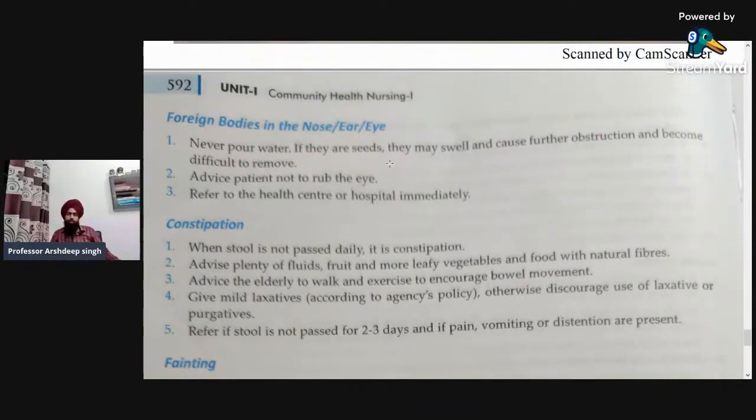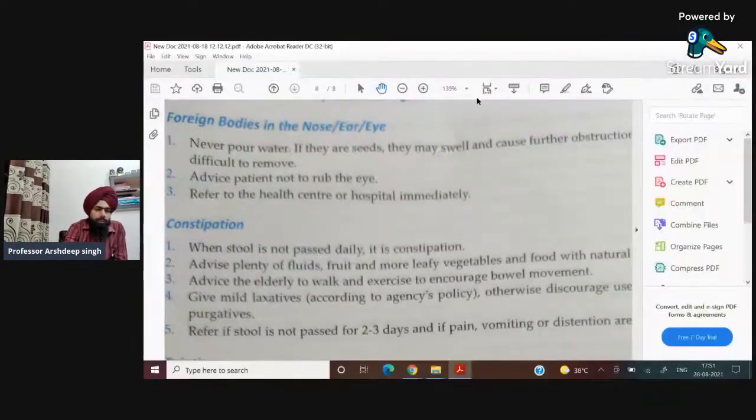Next, advise the patient not to rub the eye if the foreign particle is in the eye, and refer to the health center or hospital immediately. Okay. Next is constipation. That is the condition.